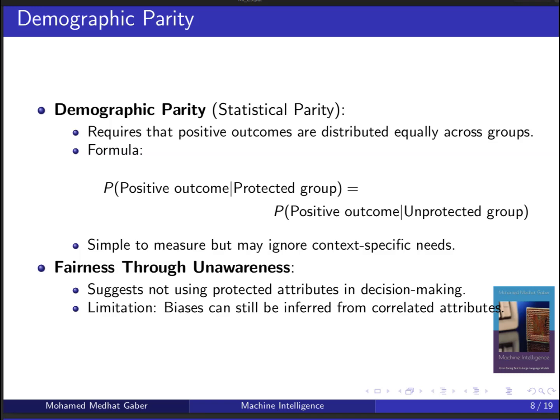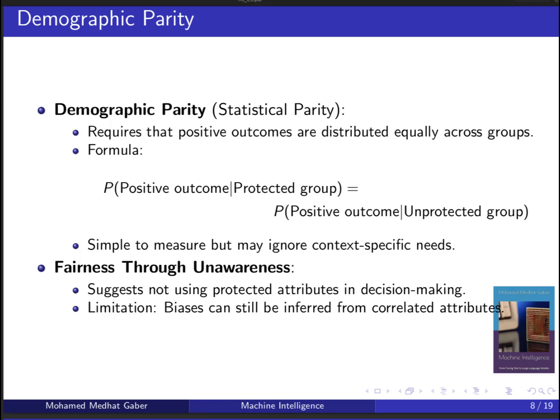If disparities are found, adjustments can be made to align these probabilities, promoting equitable treatment. However, demographic parity may overlook important context-specific considerations. For instance, if one group has a higher prevalence of certain qualifications or risk factors, enforcing equal outcome distributions might lead to unfair advantages or disadvantages. It doesn't account for legitimate differences that could justify divergent treatment based on relevant attributes.